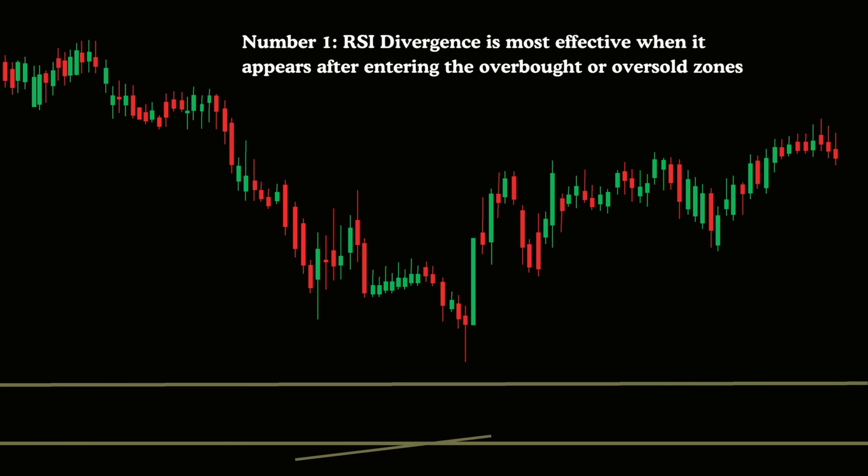Number 1. RSI divergence is most effective when it appears after entering the overbought or oversold zones. It indicates that first, the price has moved up sharply and quickly, suggesting that a reversal or pullback might take place soon. Second, the divergence points toward a potential shift in market structure.